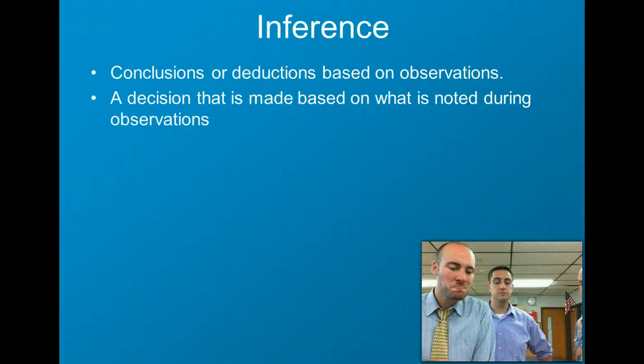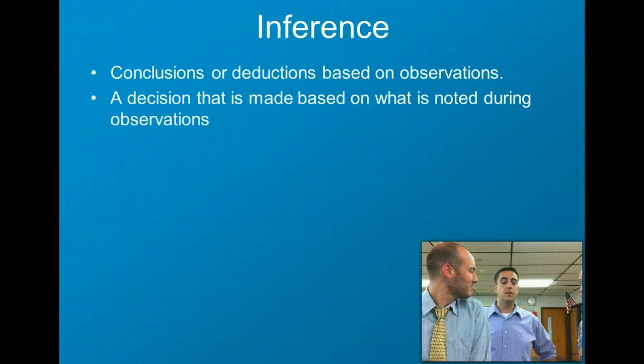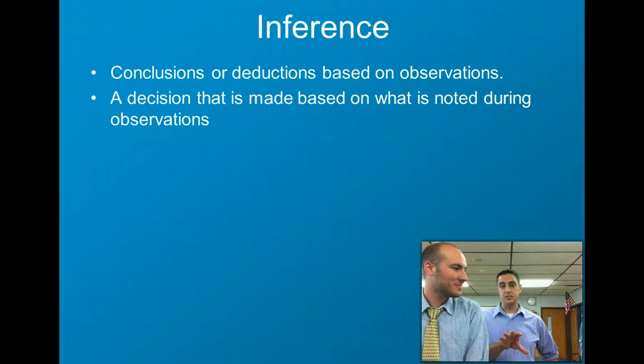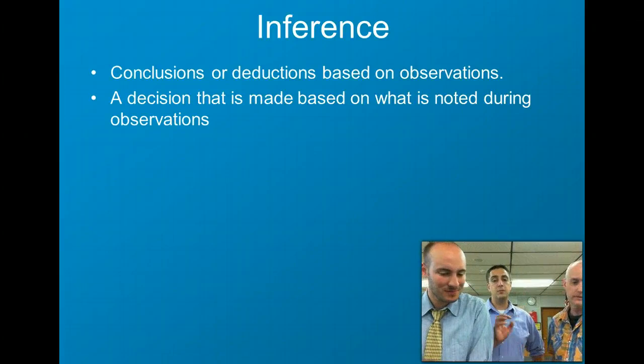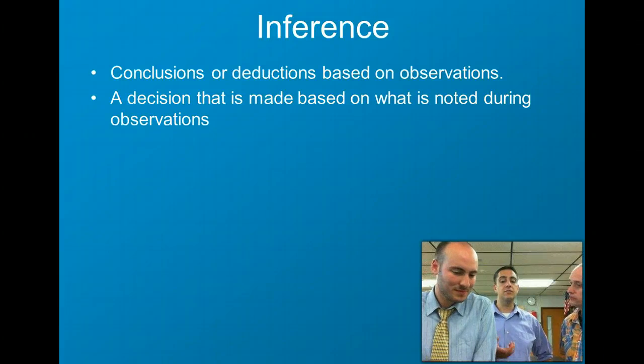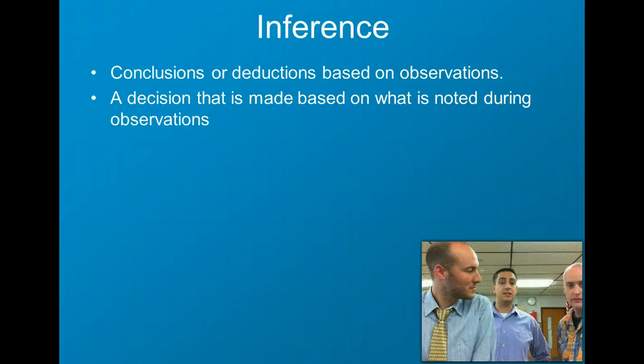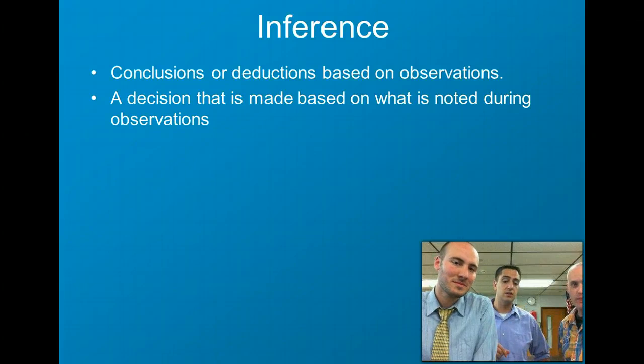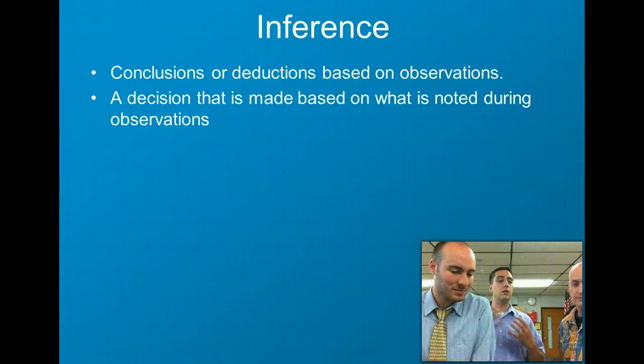Okay, all right. Once you make your observations, you have to do something with this, because observation is like collecting data. What we oftentimes will do is we make something called an inference. Now, an inference is not just some kind of random wild guess that you make. It's a conclusion or a deduction that you make based on those observations that you did. And it's a decision ultimately that's made based on what you noted during all those observations.